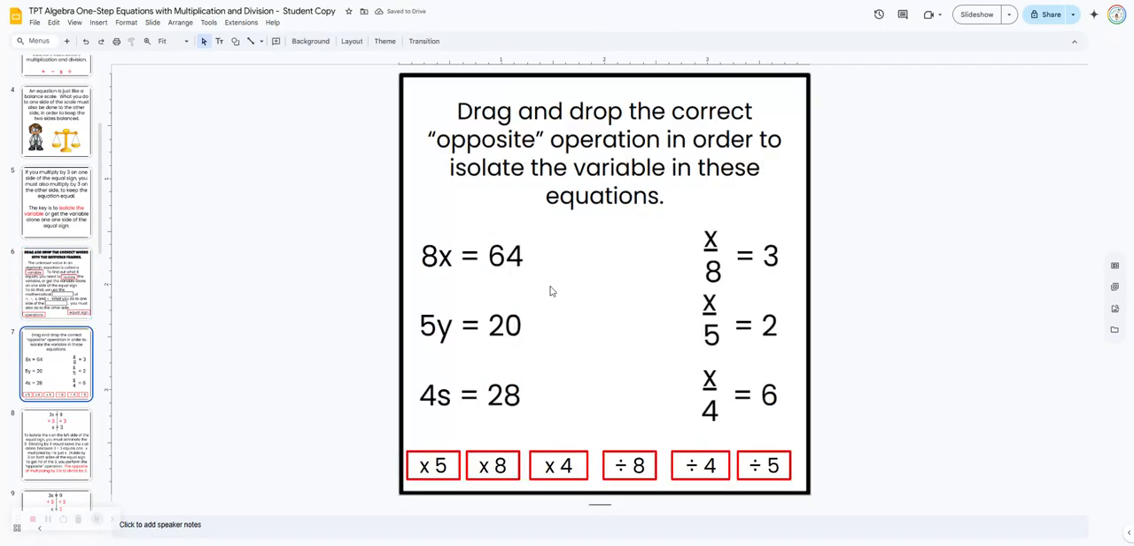Now the next slide is just asking for opposite operations. If you want to isolate the variable, you have to do the opposite operation. So here we want to isolate this x, so the opposite of multiplying by 8 is to divide by 8. We're always going to look for that opposite operation. Here, x divided by 5, so the opposite of dividing by 5 would be to multiply by 5. So we're going to move that next to the equation, and they're going to do that with the others.